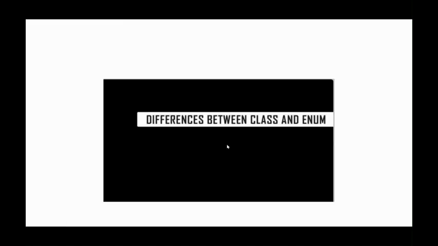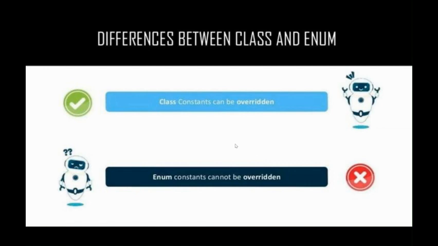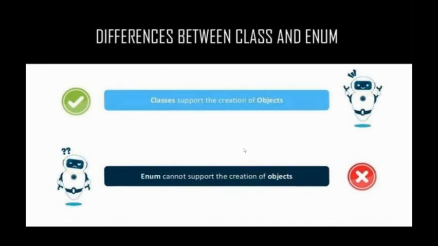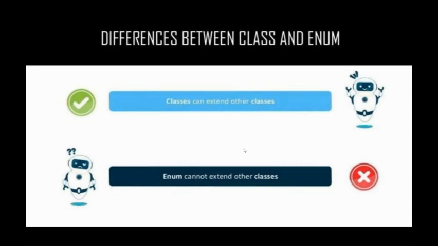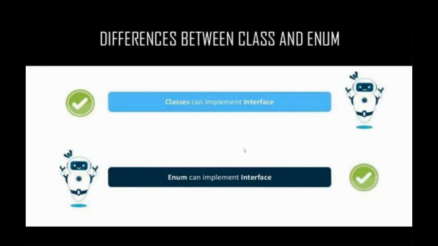Differences between class and enums. Class constants can be overridden, while enum constants cannot be overridden. Classes support the creation of objects, enums do not support the creation of objects. Classes can extend other classes, enums cannot extend other classes. Classes can implement interfaces, and enums can implement interfaces.